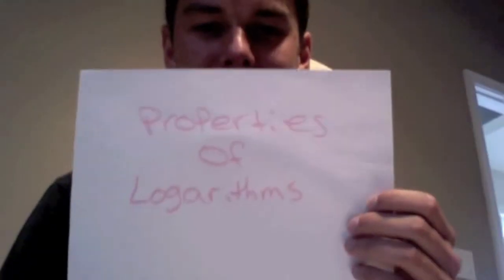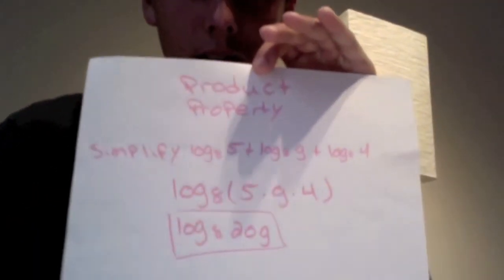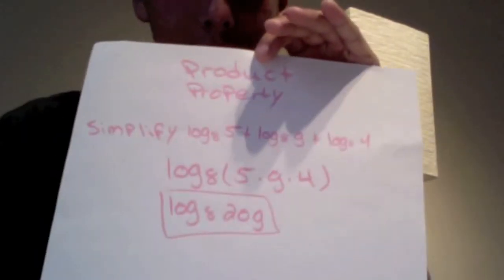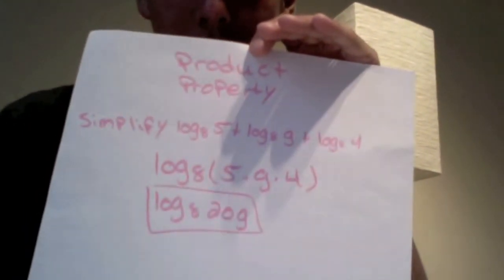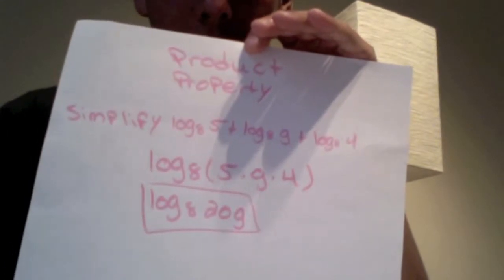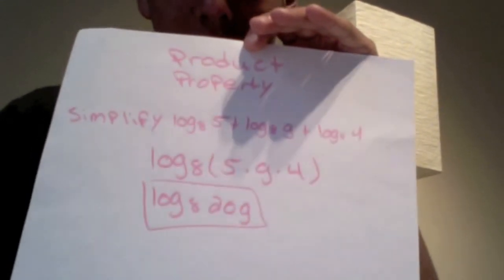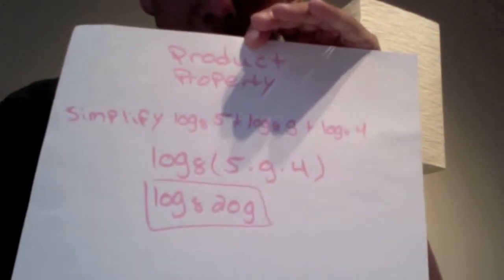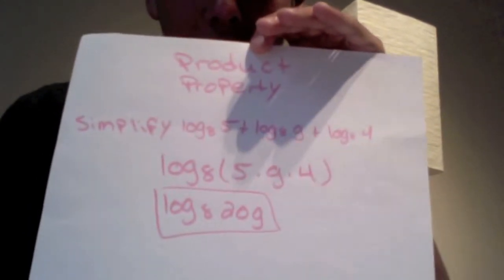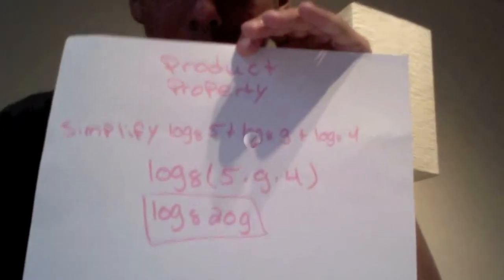Graphing logarithmic functions. Let's do some properties of logarithms. Let's start off with the product property. We're going to simplify log 8 5 plus log 8 g plus log 8 4. As you can see, I just eliminated the logs and multiplied the 5, the g, and the 4. Final answer would be log 8 20g.